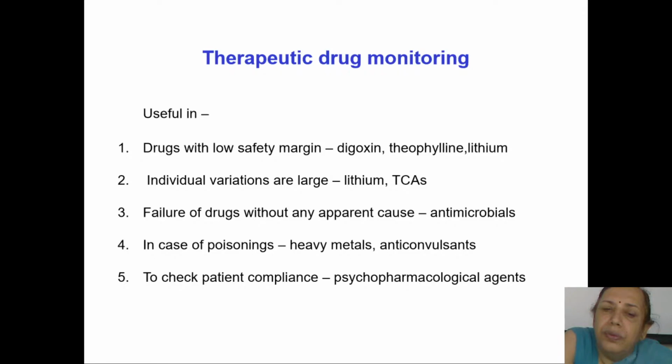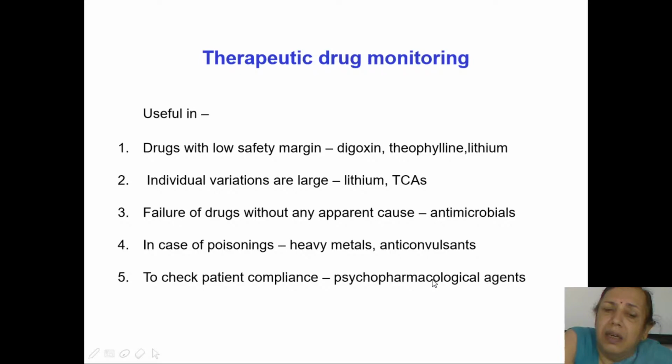Maybe in certain poisonings, though you give symptomatic treatment for various poisonings, in certain individuals or certain conditions you see long-term toxic effects which are similar to chronic effects of toxic elements which have been taken, like heavy metals or anticonvulsants. So then you may try to relate those effects with the levels of the substances in the plasma. Then you may also come across situations with psychopharmacological agents which are being taken.